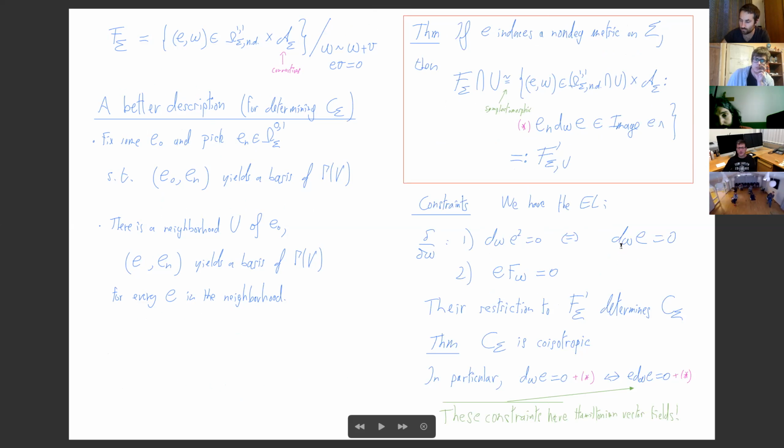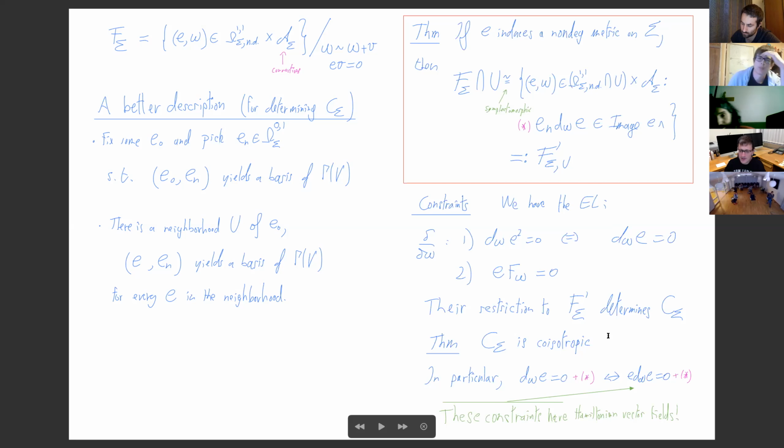Now, what you have to do is restrict this equation to the boundary. This is easy because these are differential forms. You just restrict it to the boundary, and this becomes conditions for the initial conditions. So the restriction of this equation to the boundary determines C sigma. Now C sigma is defined by these two equations on the boundary, and also this equation, because this is the equation that defines F prime.